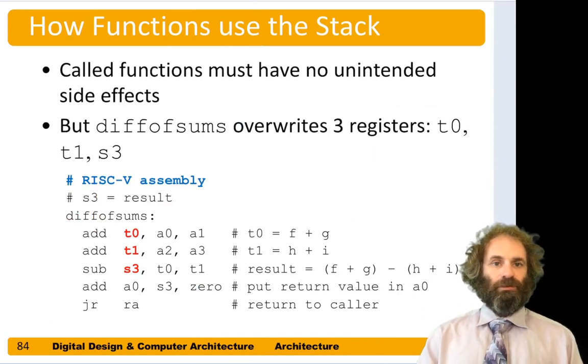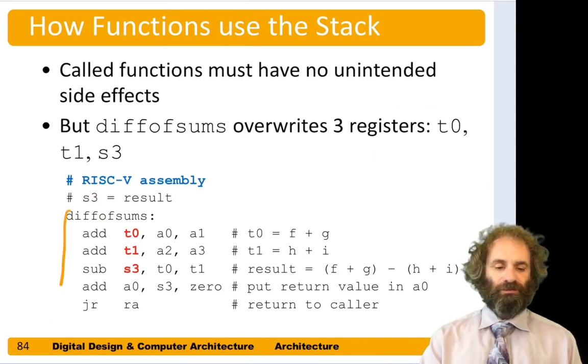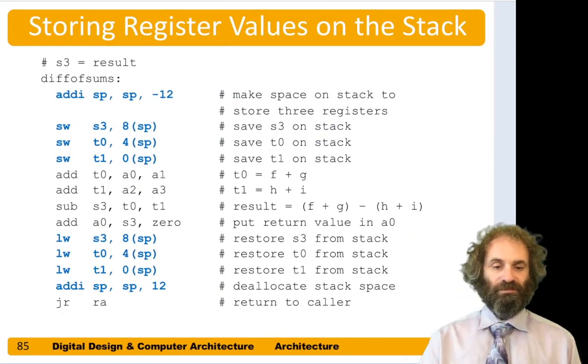When we're doing function calls, remember we said function calls must have no unintended side effects. But recall the diffofsums function overwrites 3 registers, T0, T1, and S3. So we may want to save those registers before we change them, and then restore them before we return from the function. Here's an example of doing that. To save 3 registers, each register is 32 bits or 4 bytes, so we need to move the stack pointer down by 12 bytes to make room for the 3 things.